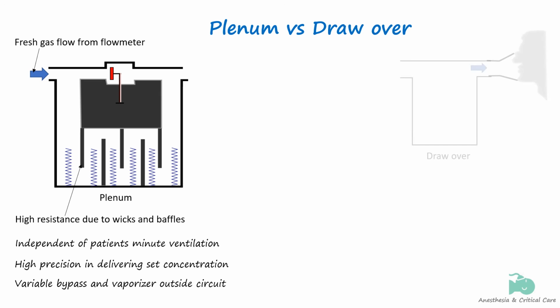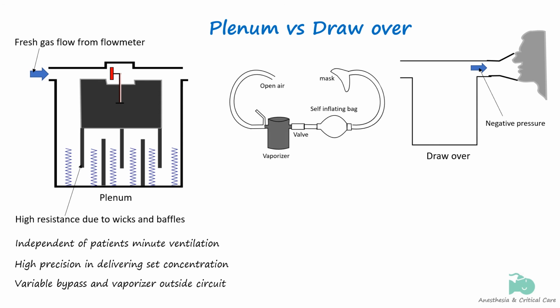In draw-over systems, the carrier gas is drawn with negative pressure through the vaporizer either by the patient's own respiratory efforts or by a self-inflating bag with a one-way valve placed downstream from the vaporizer. Its performance depends on the minute volume of the patient and therefore must have a low resistance to gas flow. The design of the draw-over vaporizer is much simpler. In general, it is a simple reservoir mounted in the breathing attachment.